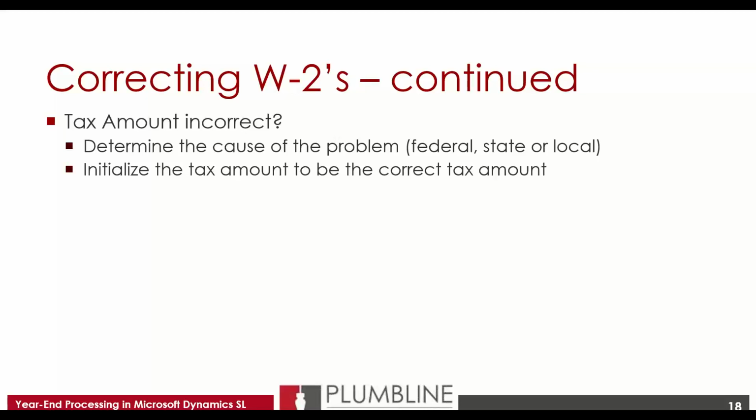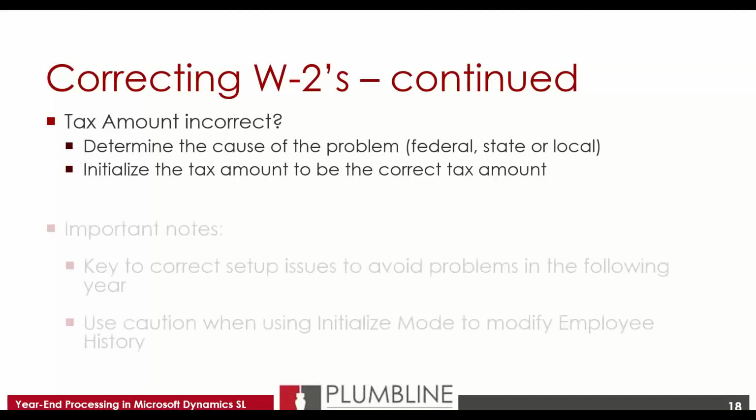And the appropriate two-letter state code should be included on those as well if they're a type of state. And then lastly, just make sure that your local taxes are coded as type equal local, and that they have the appropriate two-letter state code entered on them as well in deduction maintenance. For any tax amounts that were not taken properly, you could initialize those tax amounts to be correct.